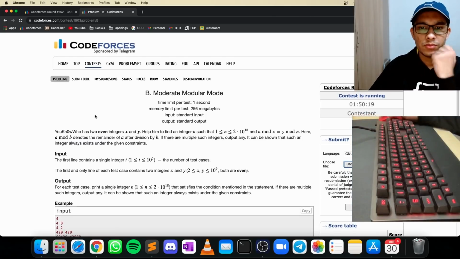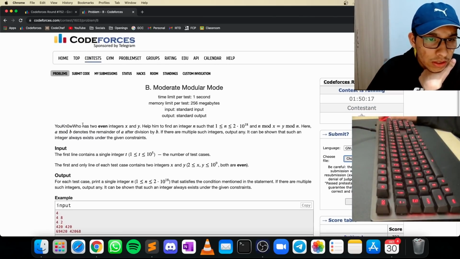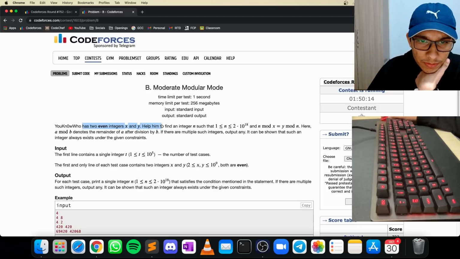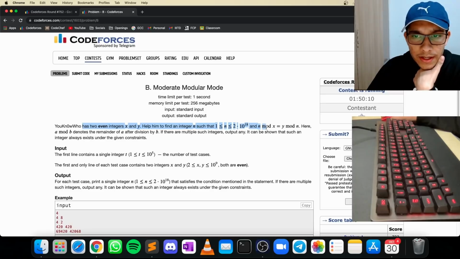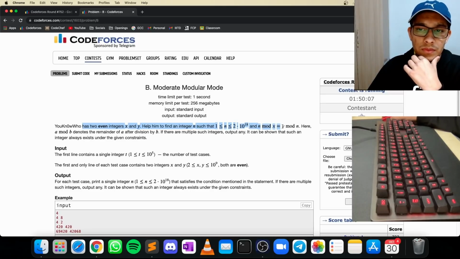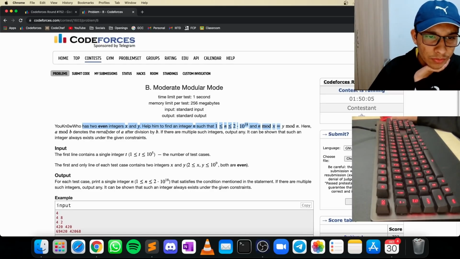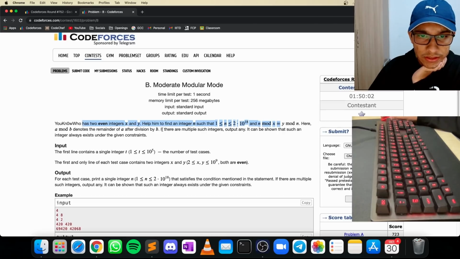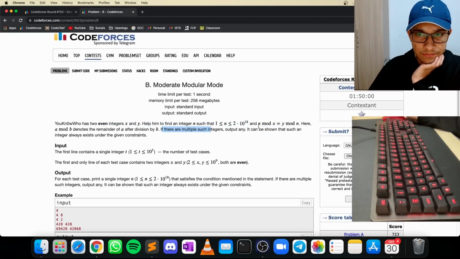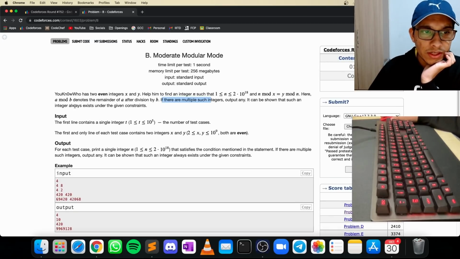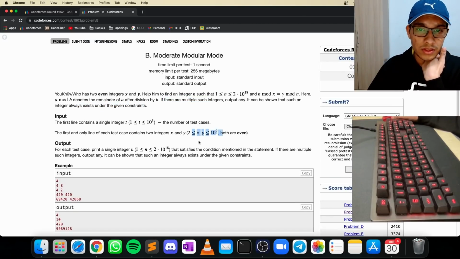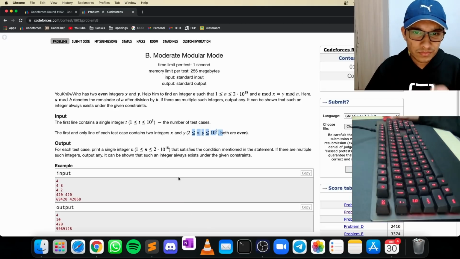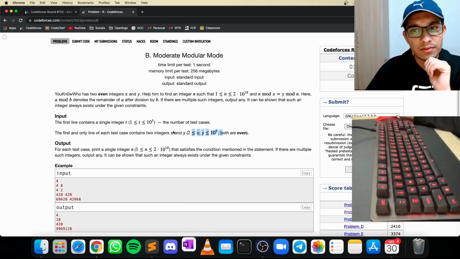Moderate Modular Mode. Okay, has two even integers x and y. Help him to find an integer n such that n is in the range 2 into 10 to the power 18, and n modulo x equals y modulo n. Here a modulo b denotes the remainder. Output any. It can be shown that the answer always exists under the given constraints. So what do we want here? We want n modulo x to be equal to y modulo n.